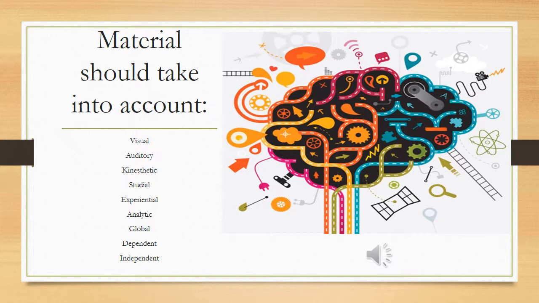We have the kinesthetic student who really enjoys hands-on activities. They like to be in constant movement. We have the studial students who really enjoy sitting in a classroom, listening to the teacher, reading books, studying the books. We have the experiential ones, like the kinesthetic. They like to move. They like to do activities that allow them to experiment with their learning. We have analytic learners. They use math. They use steps when learning something.